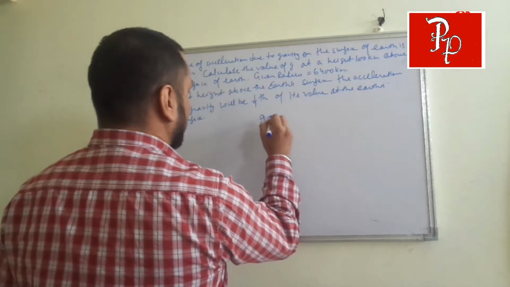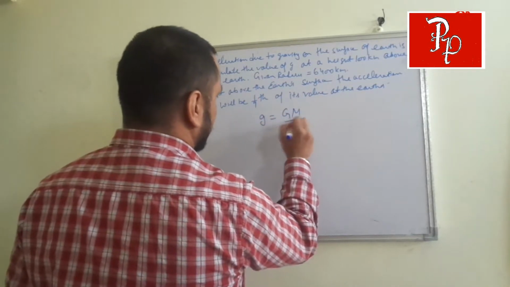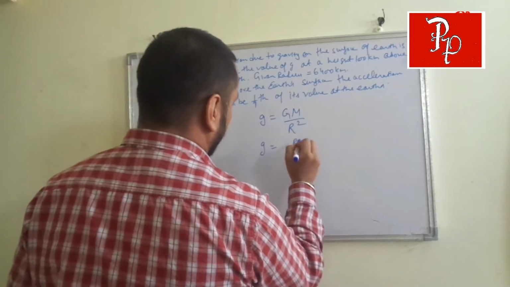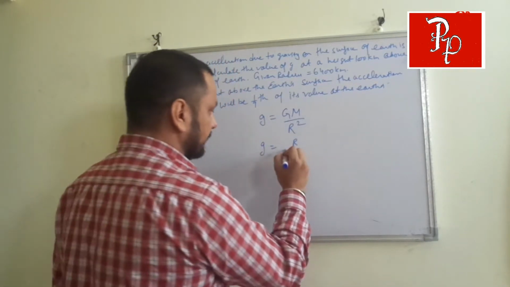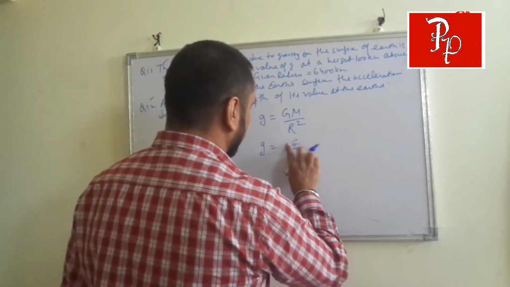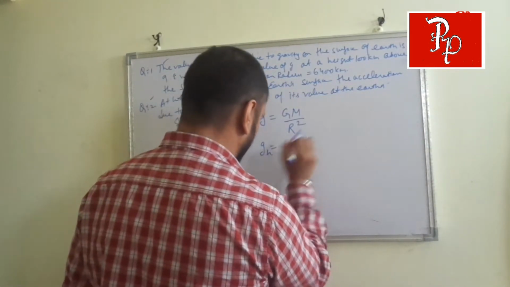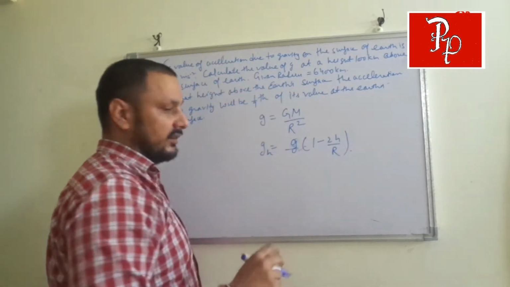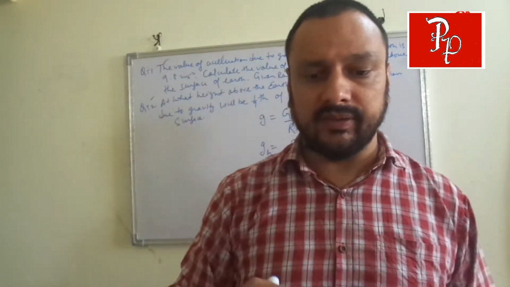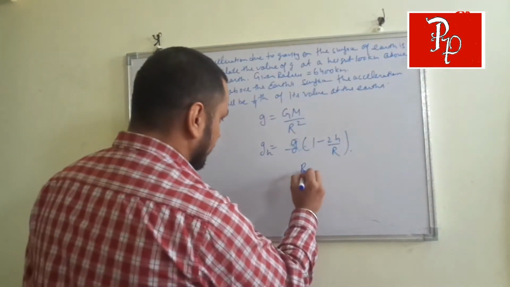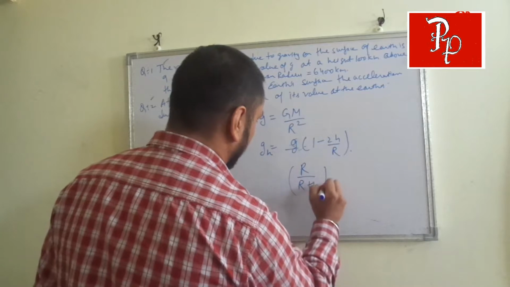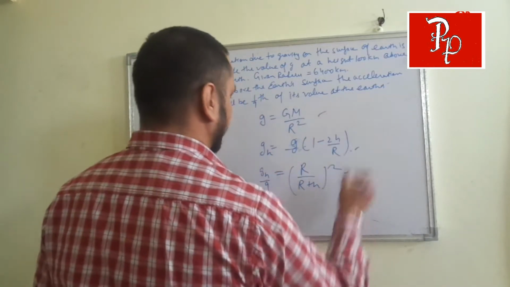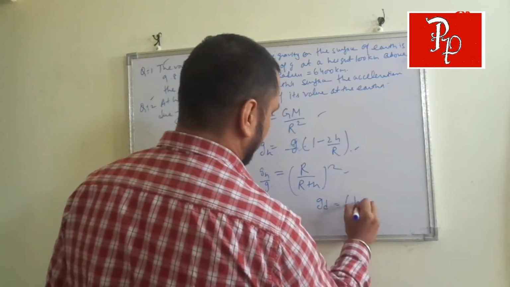So the formula we had was g equal to GM upon r square. We have the formula of r upon r plus h whole square. Likewise, we have the formula gh equal to g(1 minus 2h upon r). This was also with us, and we have one more formula, that is r upon r plus h whole square, that is gh upon g. And for depth we have gd equal to g(1 minus d upon r).